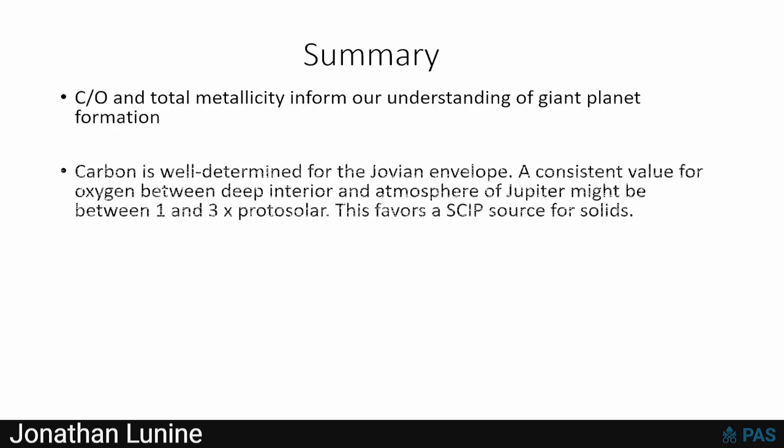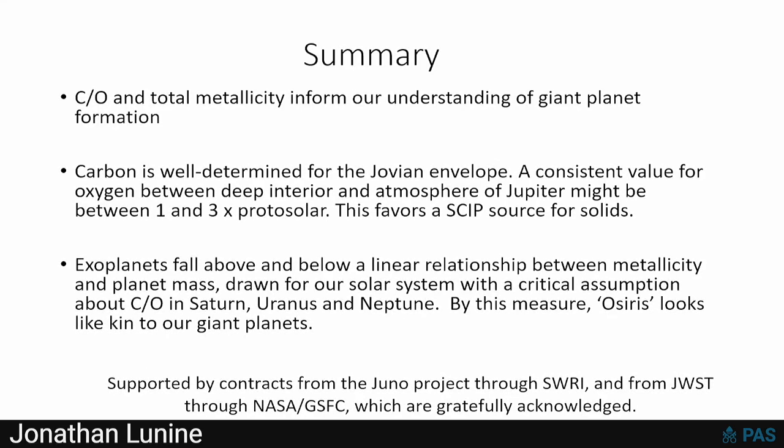All right, so I will summarize here. We now from Juno, I think, have a reasonable value for the oxygen abundance between 1.5 and 3 times solar. Exoplanets fall above and below that. HD 209458b, also known as Osiris, does look like kin to our giant planets in terms of total metallicity, but not in terms of carbon to oxygen ratio. Thank you.